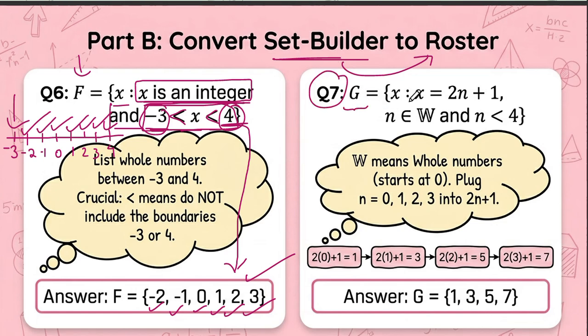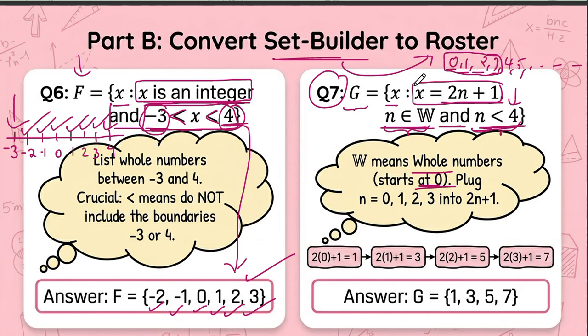G set is given, G is equal to {x such that x is equal to 2n + 1}. This is one condition, 2n + 1, where n belongs to W. W means whole numbers. Whole numbers start from 0. And one more condition is given, that n must be less than 4. So n is a whole number and less than 4. Whole numbers are 0, 1, 2, 3, 4, 5 and so on. But we require numbers less than 4, so less than 4 means only 0 to 3. So n is taking only 4 numbers: 0, 1, 2 and 3.